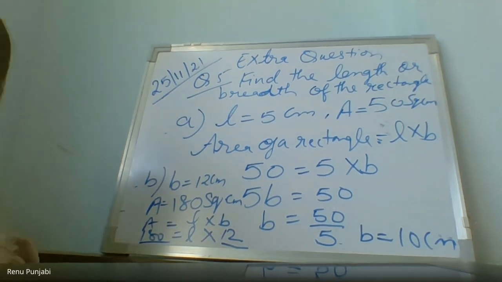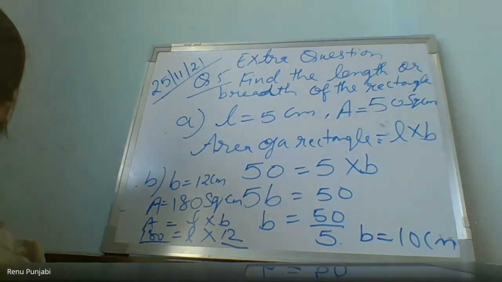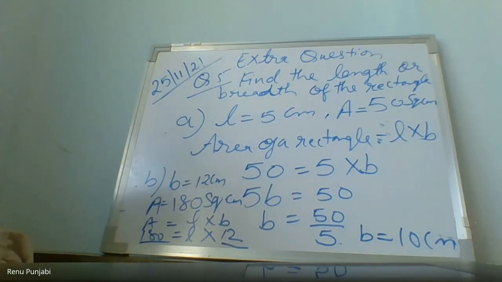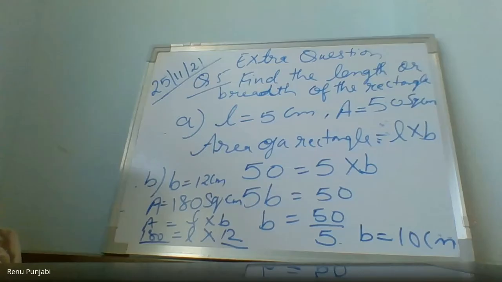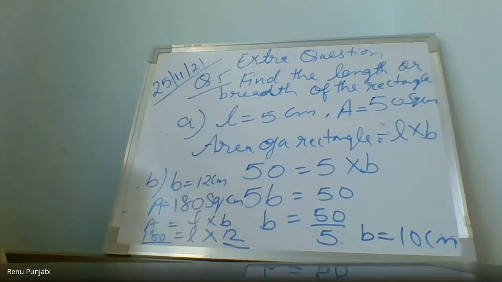Question number C. A thin wire 20 centimeter long is formed into a rectangle. If the breadth is 4 centimeter, what is the length? Ma'am, the answer will be 5 centimeters. Ma'am, it will be 6 centimeters. How? Ma'am, it will be 6 only.